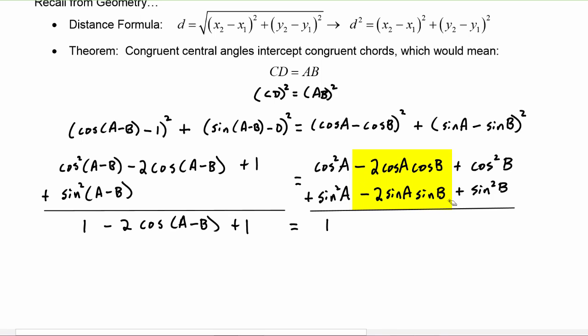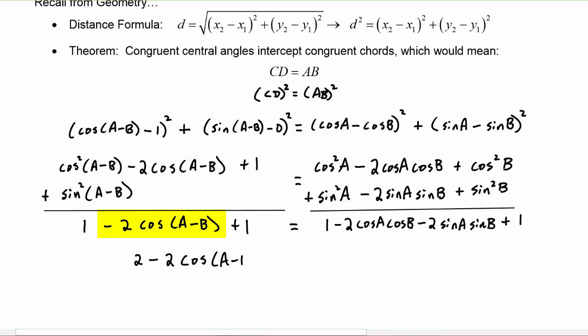Now these two rows are not like terms, so we just have to bring them down. We've got minus 2 cosine A cosine B minus 2 sine A sine B. And then here we get to use the Pythagorean identity again, because cosine squared of B plus sine squared of B is going to equal 1. So on the left-hand side, we have a 1 plus a 1. We can write that as 2 minus 2 cosine of A minus B. On the right-hand side, we have a 1 plus 1, which gives us 2.